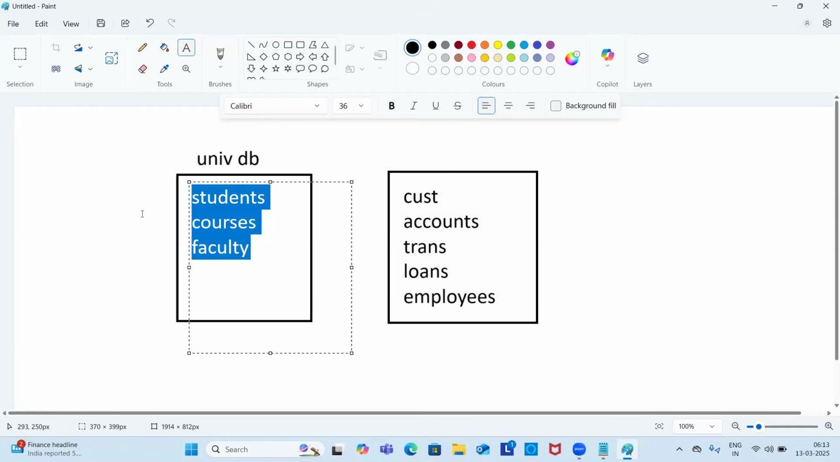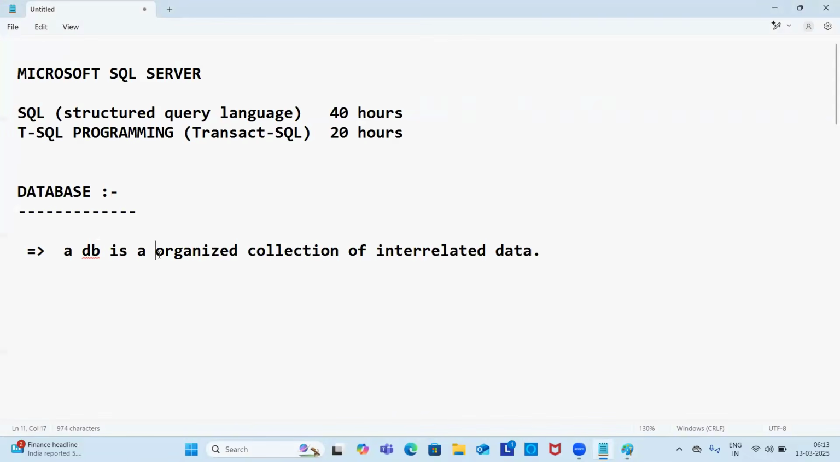And one more point, that is organized. So it's interrelated plus organized. What does organized mean? Not only storing the data is important. In a database, the data must be organized in such a way that it is easy to access. You arrange the data in such a way that accessing is easier.